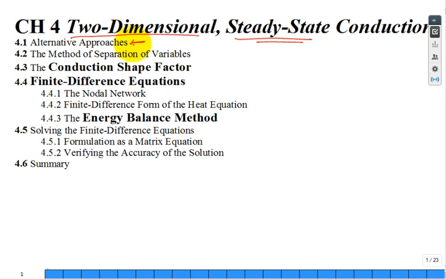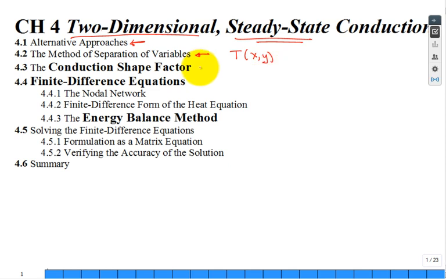Alternative approaches, I'm going to skip that. Take a look at it, but how about the method of separation of variables? Highly mathematical. That's really why EA2 is a prerequisite to this course, in addition to EA1. PDEs, partial differential equations, solving for temperature both as a function of location x as well as location y, steady state. A very challenging problem.